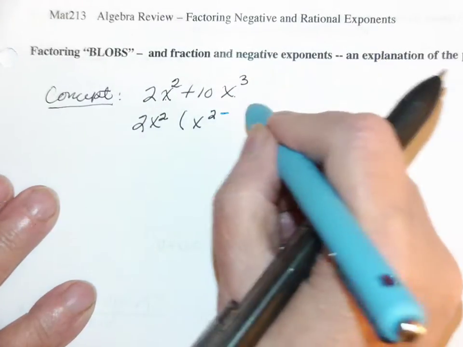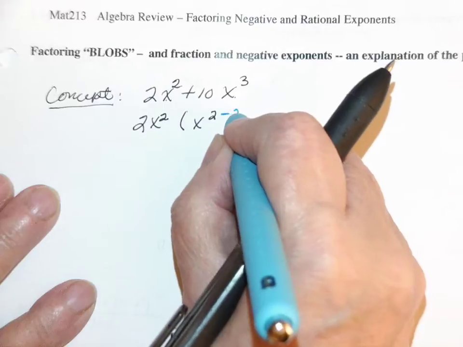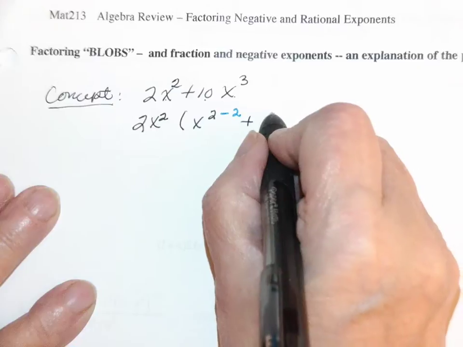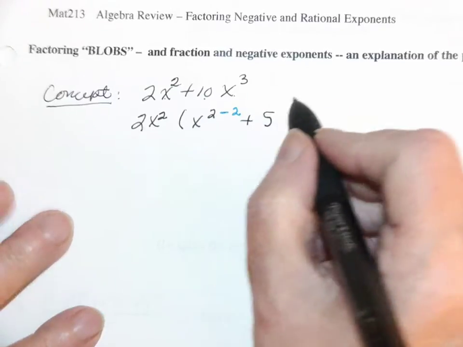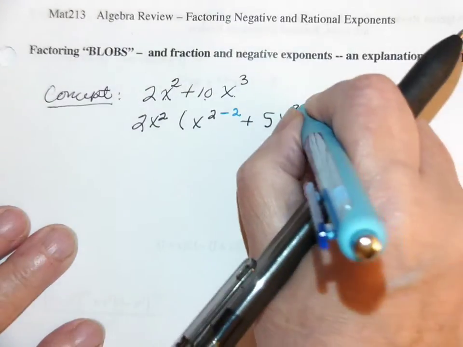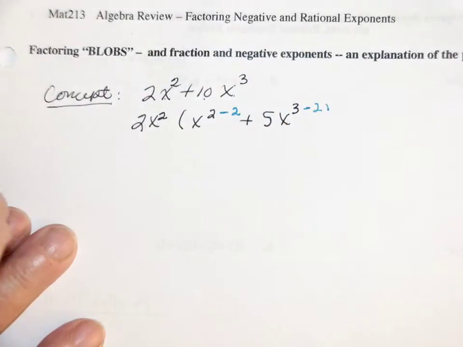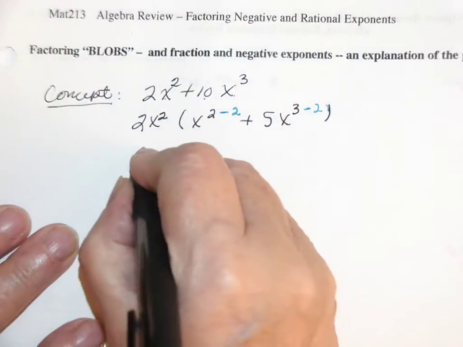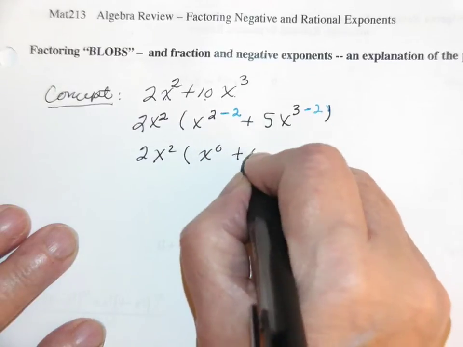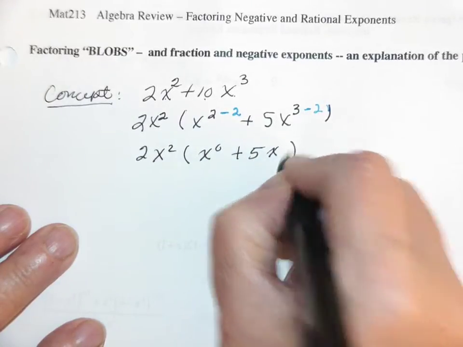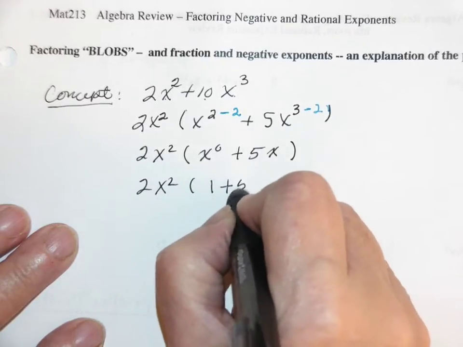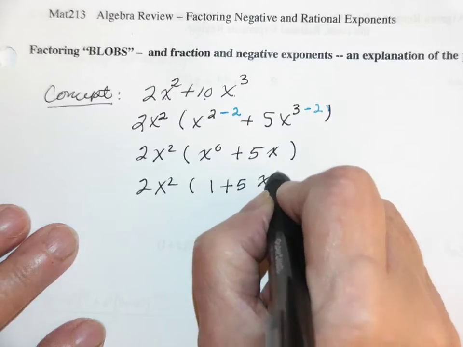You are removing a 2 plus 10 from the 5. 2 from the 5 is 10, and from the x to the 3 you are removing 2. That leaves you with 2x squared times x to the 0 plus 5x to the 1, or 2x squared times 1 plus 5x.